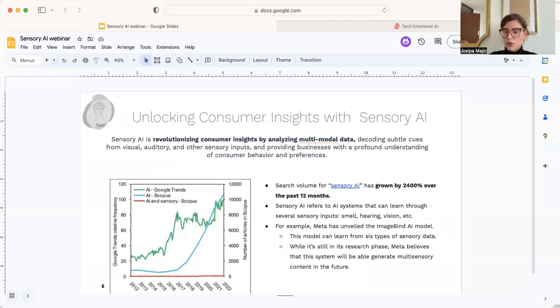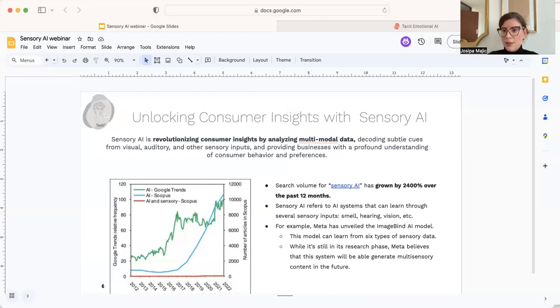First of all, unlocking consumer insights with sensory AI. There's a quiet revolution happening, and it's primarily happening with analyzing multi-modal data sets. These are really analyzing and decoding the subtle cues from visual, auditory, and other sensory inputs that are providing businesses a nuanced understanding of consumer sentiment, behavior, and preferences. As a result, the volume for sensory AI has grown by 2,400% over the past 12 months. Sensory AI is primarily referring to the systems that can learn through sensory inputs such as smelling, hearing, seeing.